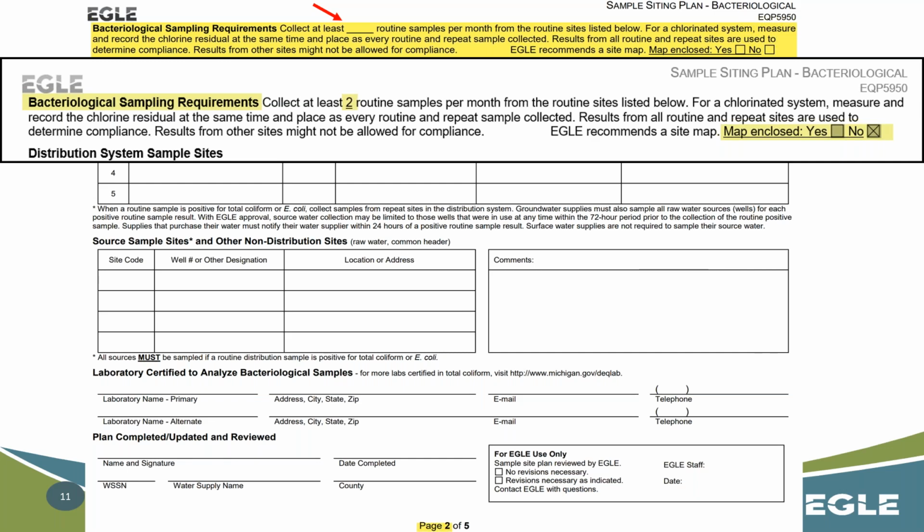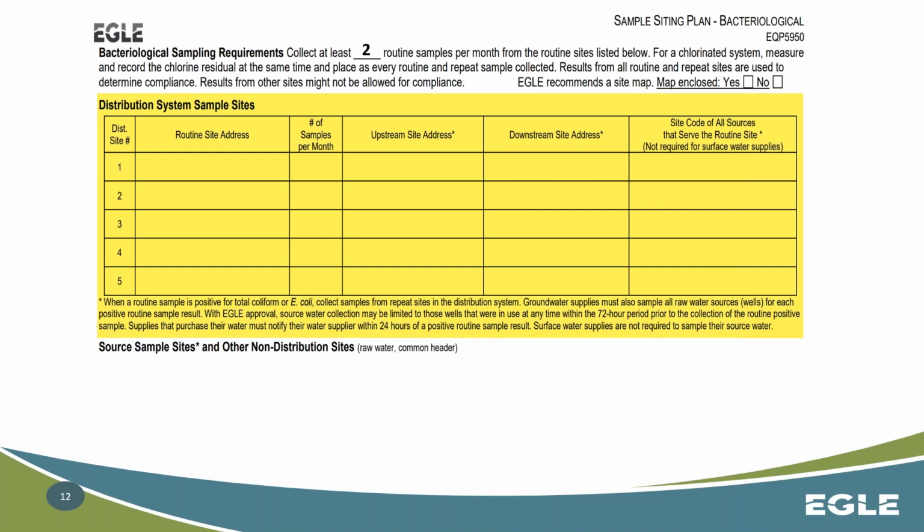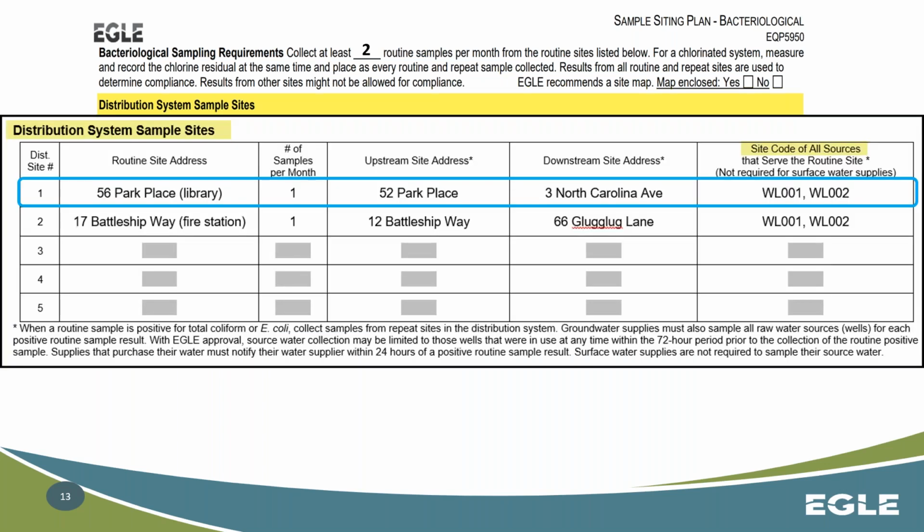Your choice. The next section is the distribution system sample sites table. This table is where you'll list the routine sample locations as well as the upstream and downstream locations and the associated wells that serve those areas. If you have more than 5 routine locations, we do have a larger map available on our website. Don't worry, it looks complicated, but we're going to break this down right now. We're going to focus on distribution site number 1, highlighted in blue.